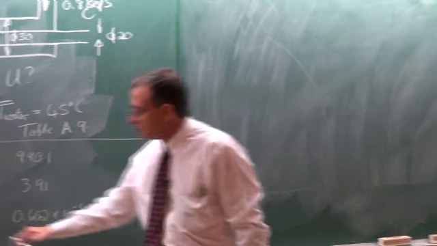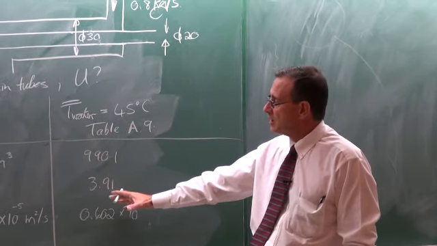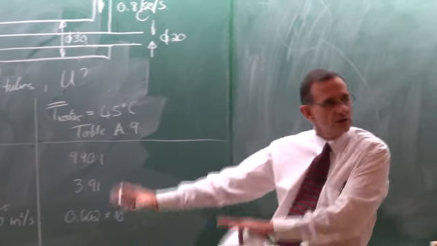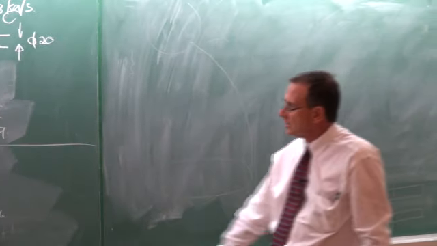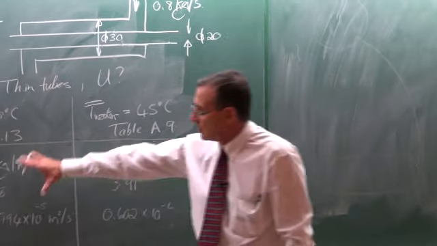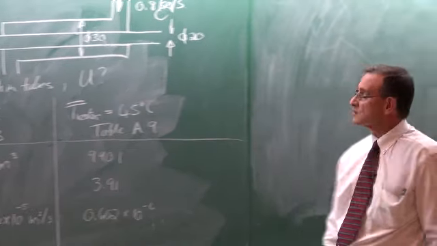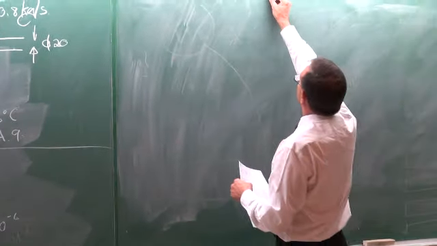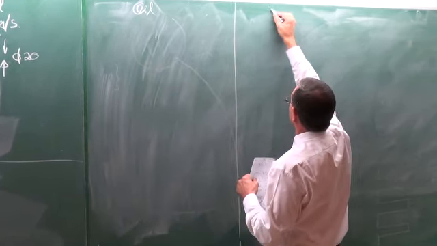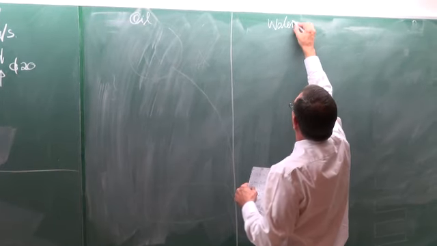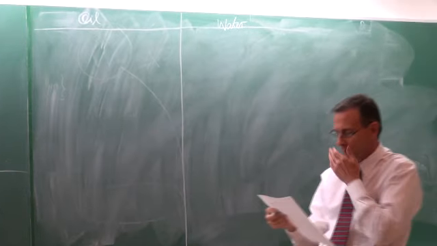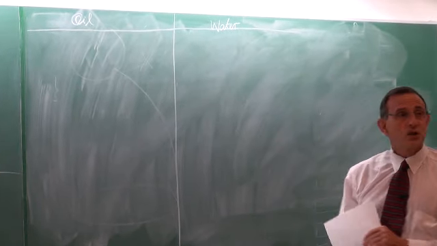Since we've got these two columns, I would recommend that you use the two columns in the problem that we're going to work out now. On the right hand side we're going to do the calculations for the water, and on the left hand side we're going to do the calculations for the oil. So that is the oil side and that is the water side. Okay, let's start with the water.